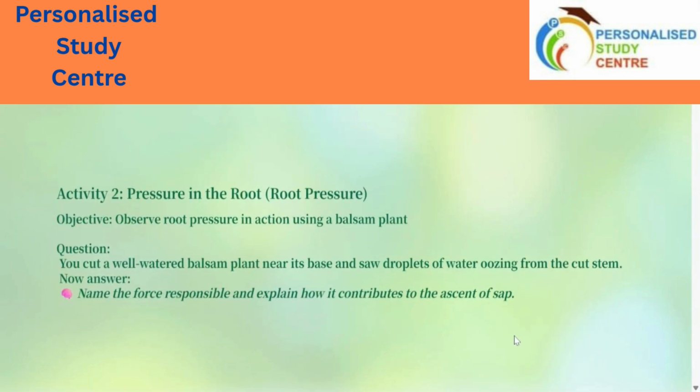Now the second activity is pressure in the root. That is basically root pressure. So what is our objective? Observe the root pressure action using a balsam plant. So what is the question? You cut a well-watered balsam plant near its base and saw droplets of water oozing from the cut stem. Now answer: name the force responsible and explain how it contributes to the ascent of sap.